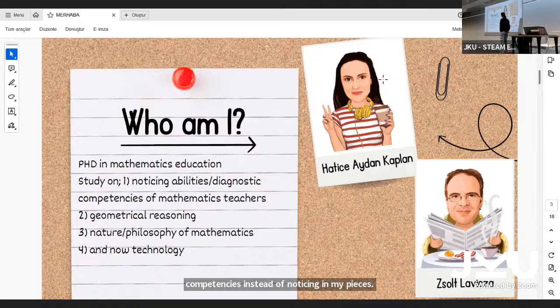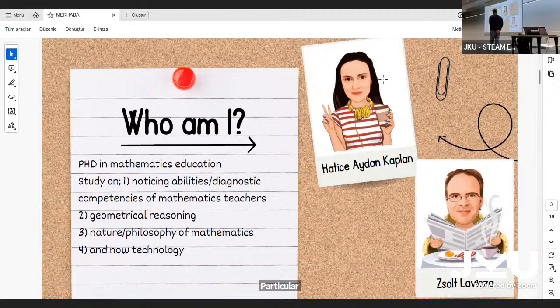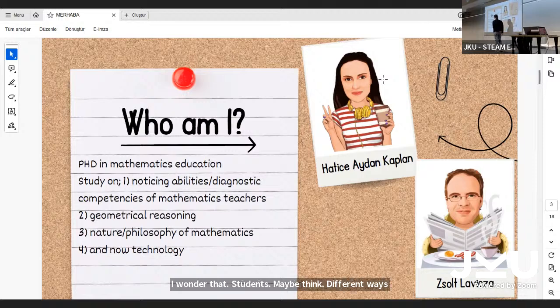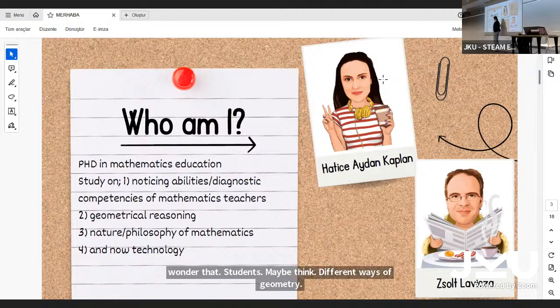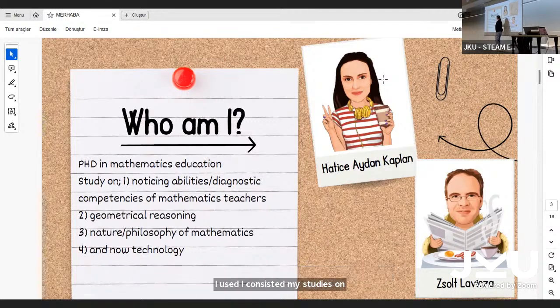Then I am interested in geometrical reasoning. I wonder how students think in different ways about geometry. I based my studies on GeoGebra, and yeah, this is my love. Nature of mathematics, philosophy of mathematics.